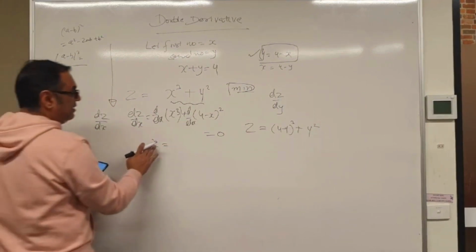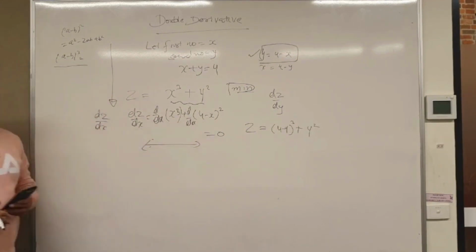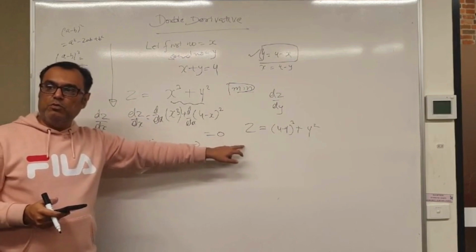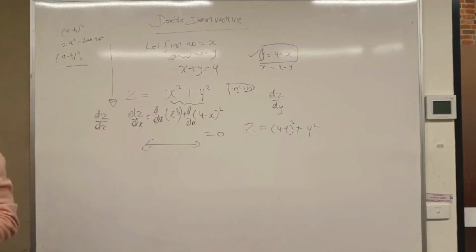So what will happen here is when you equate it to 0, you will get a quadratic. And that quadratic will be equal to 0. Then use the quadratic formula, and that will give you the value of x.